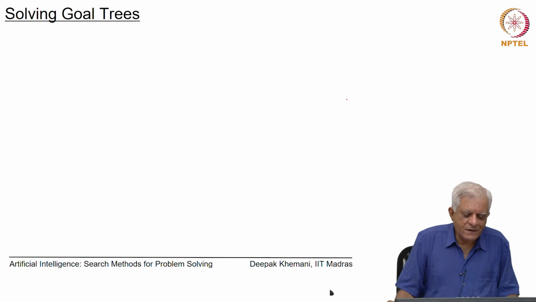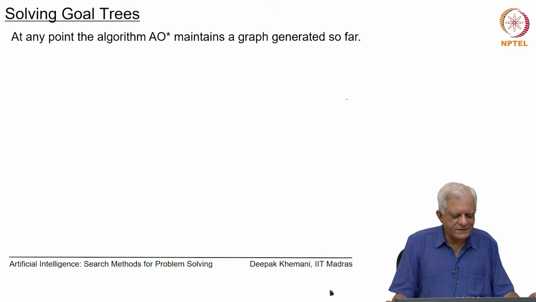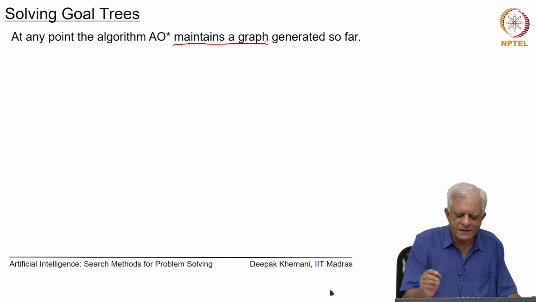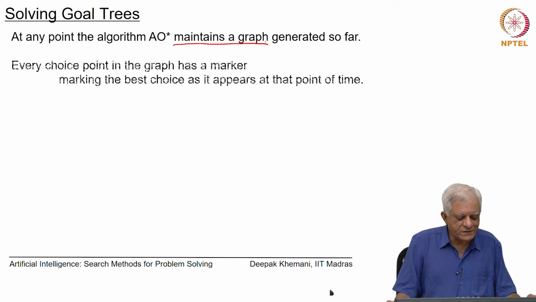Now, how do we solve goal trees? We said that we will be using a heuristic function to guide search, and let us look at this process. This algorithm that we will call the AO star algorithm maintains a graph, which is different from the earlier approaches, where we maintain some kind of a priority queue which contains the open and the closed things. The AO star maintains a graph explicitly.